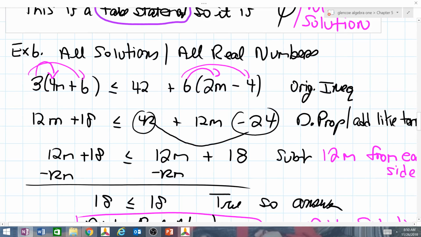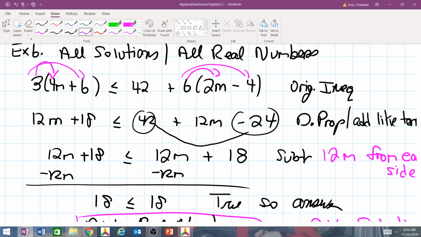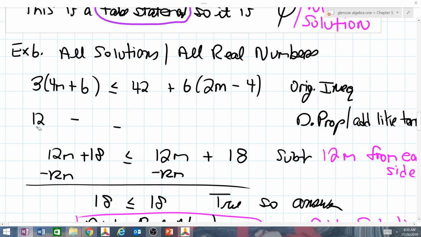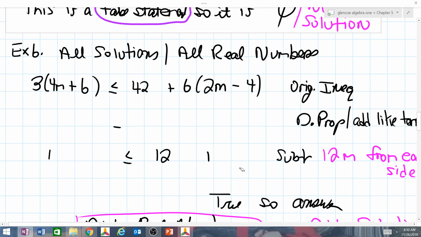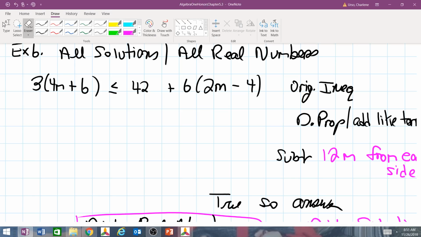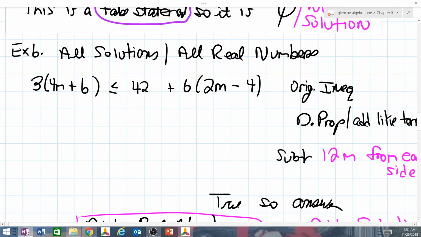Okay, so the original inequality looks like this. And I'm just going to erase a few things so I can work it for you because I like you to see it step by step. So let me get rid of my arrows and all of this mess. And here we go. So my original inequality is 3 parentheses 4m plus 6 is less than or equal to 42 plus 6 parentheses 2m minus 4. So that is my original inequality.